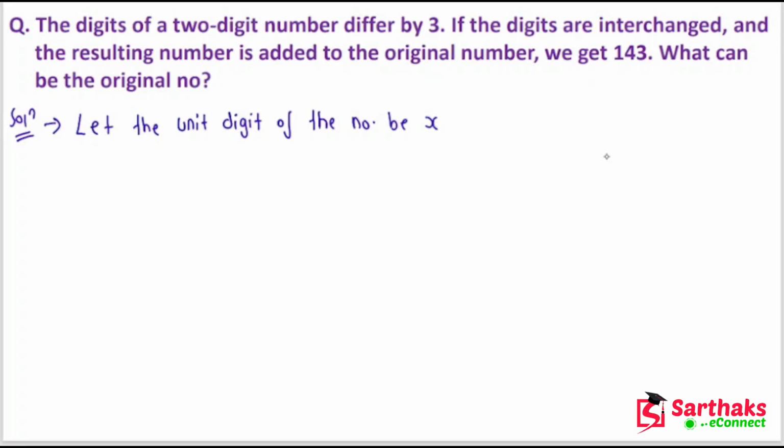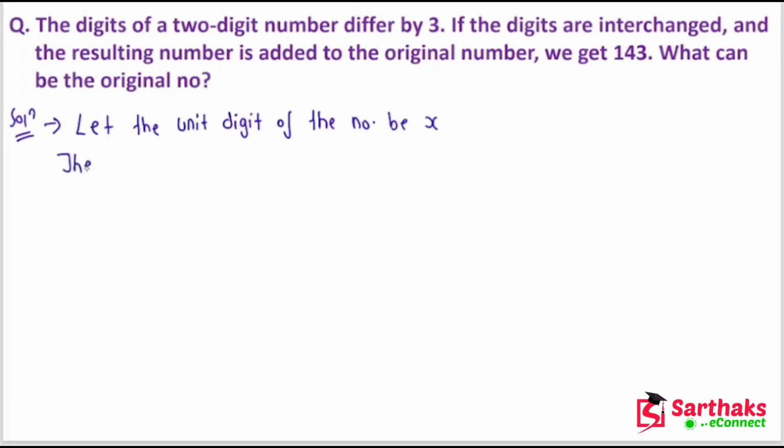Simple. If you are 10 years old and you want to be younger, then your sister would be 13 years old, because again the difference is 3. And if you want to be elder, then your sister can be 7 years old. Again the difference is 3. So it is your choice. So let us take the unit digit to be smaller. Let the unit digit of the number be x.